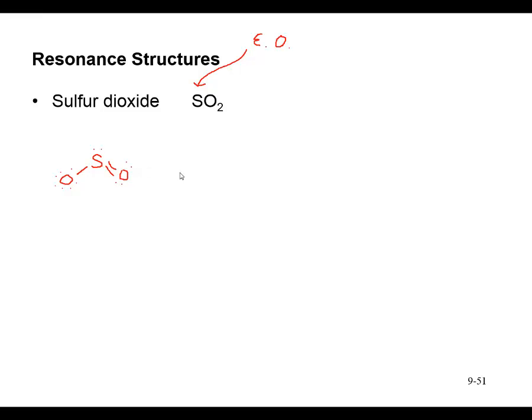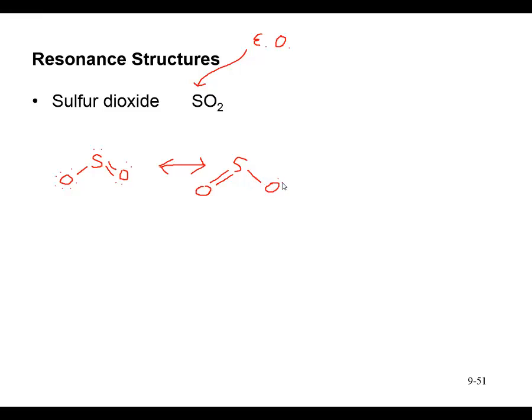And so if we think about our resonance forms for ozone, well, we had the center atom with an alternating double bond, right? So we had a double bond to the oxygen on the left now and a single bond to the oxygen on the right.